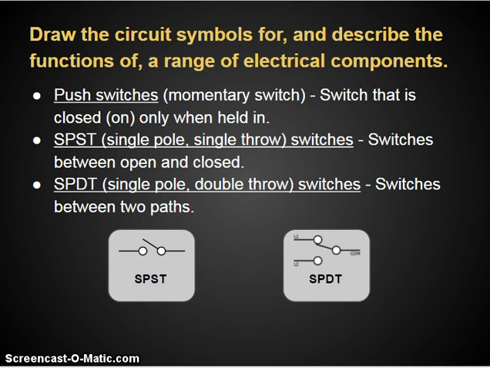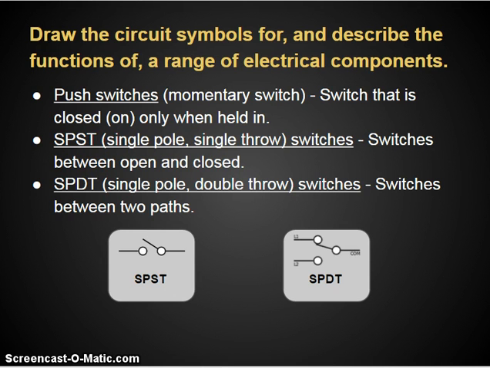Now you have toggle switches, and the two types we're going to discuss here are single pole, single throw switches and single pole, double throw switches. Now a single pole, single throw is a simple on-off toggle switch. It controls a single circuit, and you have one flow of electricity. When the circuit is open, the electricity does not flow. When the circuit is closed, the electricity flows.